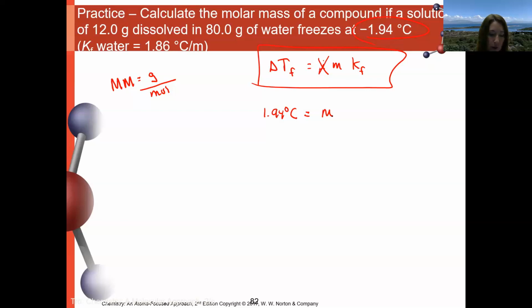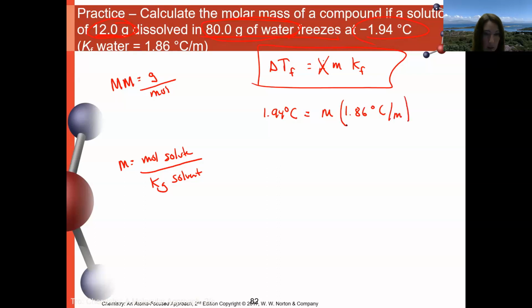The reason I don't know molality is because remember, molality is moles of solute over kilograms of solvent, right? Well, they give me 12 grams and 80 grams. I can convert this to kilograms, but I can't convert this to moles because I don't know what it is. So I don't have my molality. I have my constant, they gave it to me, 1.86 degrees Celsius per molal.